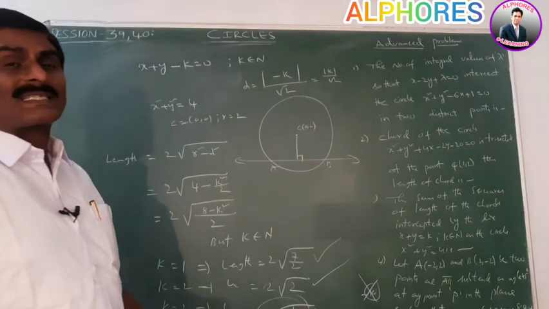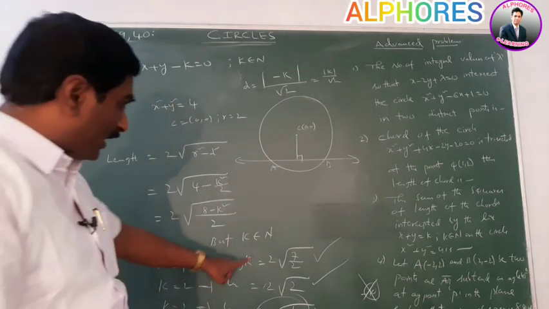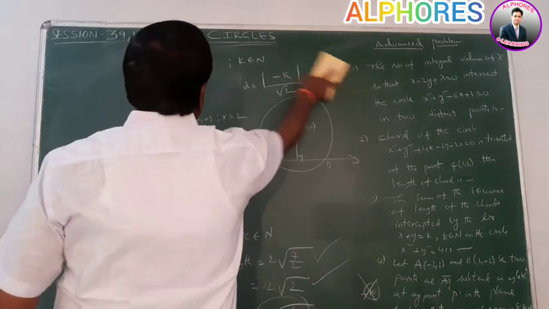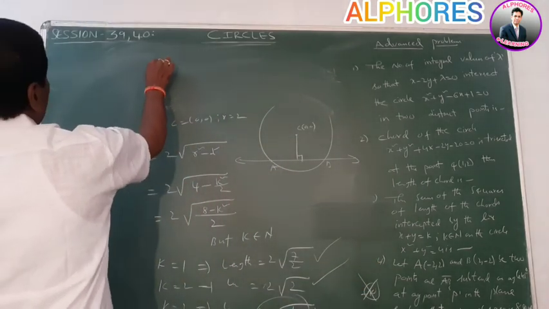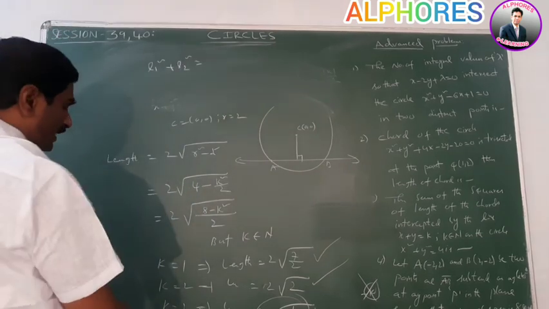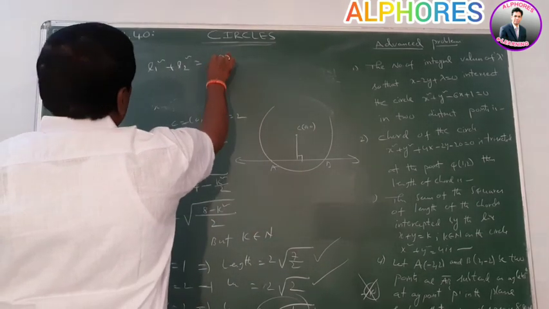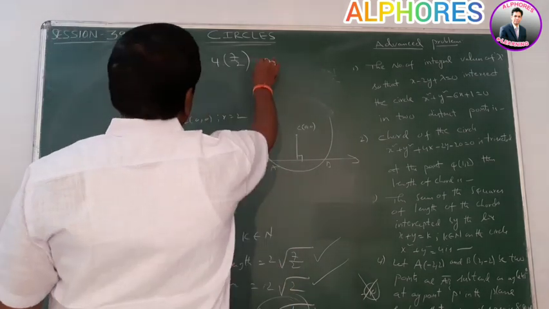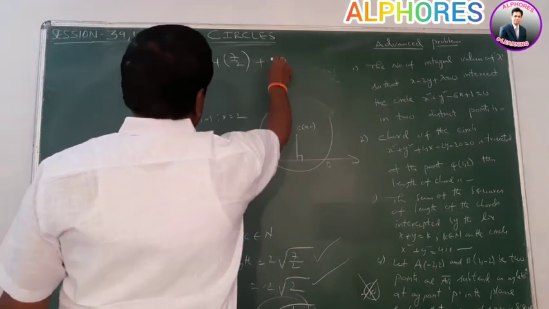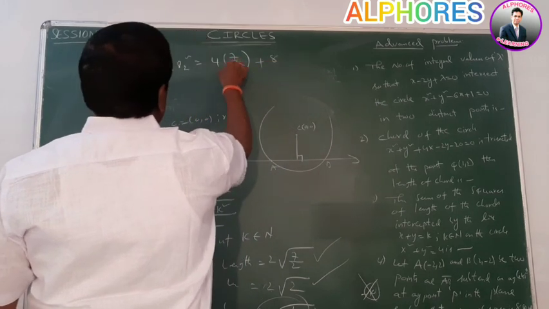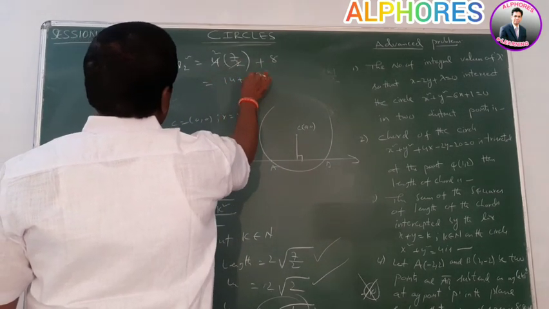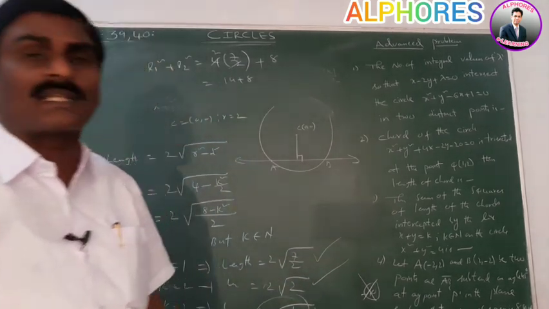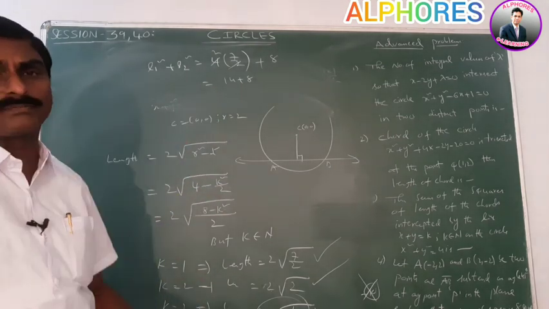Now, we find the sum of the squares of the lengths: the square of this value plus the square of this value. Therefore, the sum of the squares of the lengths: first possibility L1 square, next possibility L2 square. Sum of the squares of the lengths is equal to L1 square plus L2 square. That means 4 into 7 by 2, plus this value 2 root 2 whole square, which means 4 into 2, 8. Here the 2 cancels. That is equal to 14 plus 8, which is the final value 22. Sum of the squares of the lengths of the chords is equal to 22. It is the final answer.